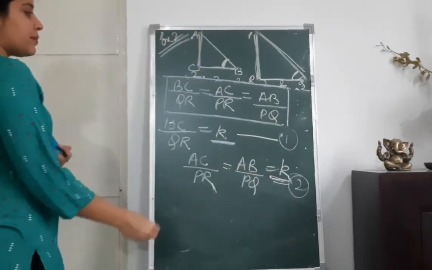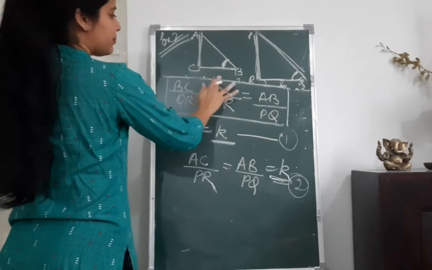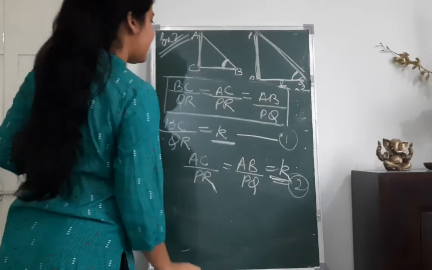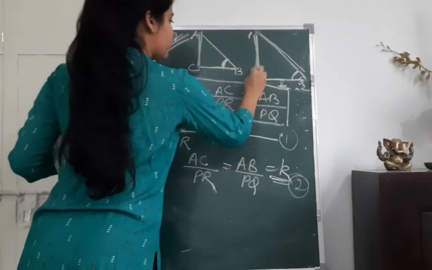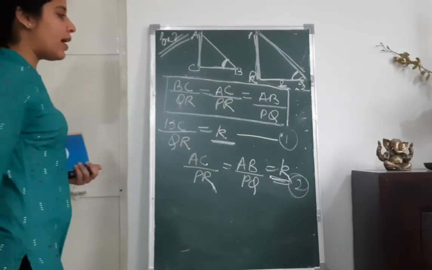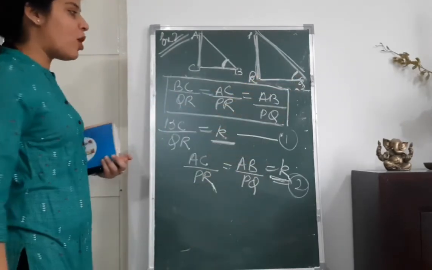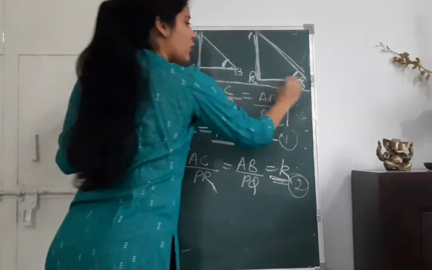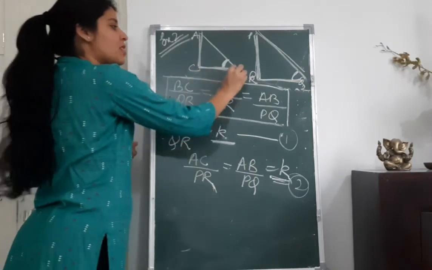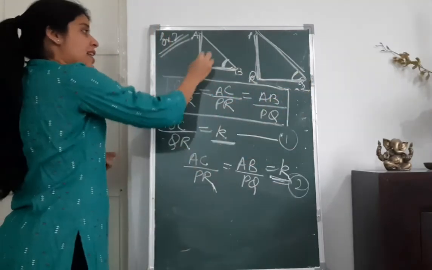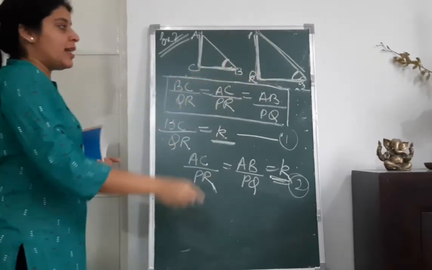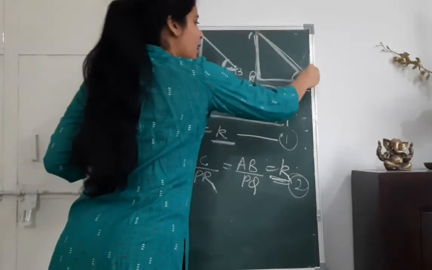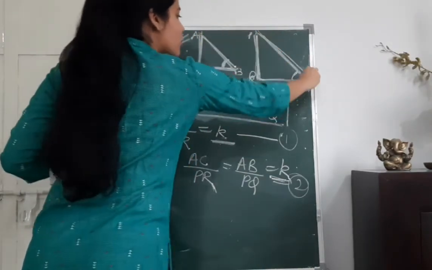I can write it like this, that BC upon QR is equals to AC upon PR is equals to AB upon PQ. Now BC upon QR: BC is from this triangle, QR is from this triangle. AC upon PR: AC is from this triangle and PR is from this triangle. It's equals to AB upon PQ: AB is from this triangle and PQ is from this triangle.